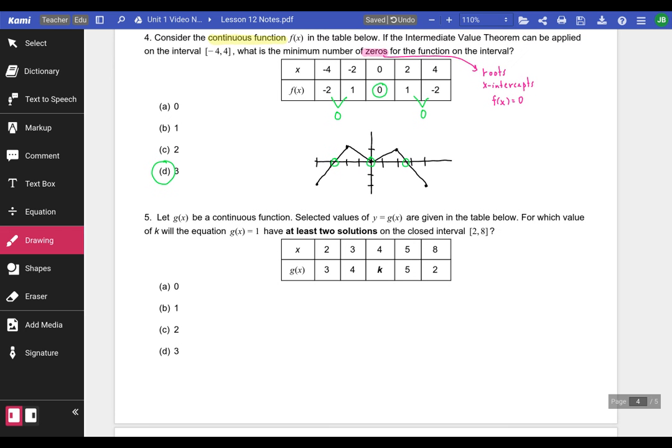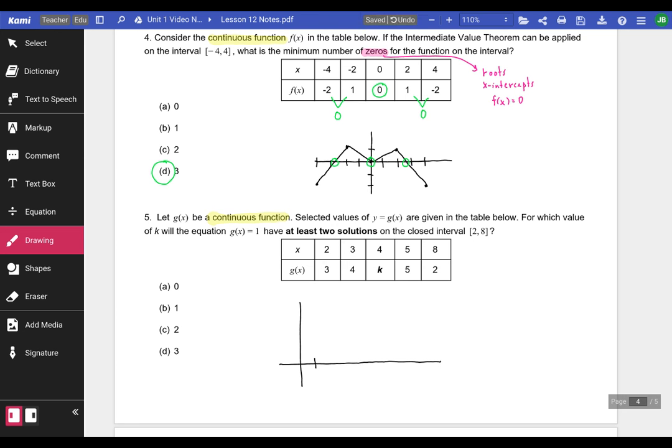Okay, number 5, we've got g of x. Again, they've told us it's continuous. They said selected values of y equals g of x are given in the table below. It wants to know for which value of k will the equation g of x equals 1 have at least 2 solutions on the closed interval from -2 to 8. So this one's a little harder to just get the answer from the table. So I'm definitely going to sketch a picture here, sketch a graph of what I know.